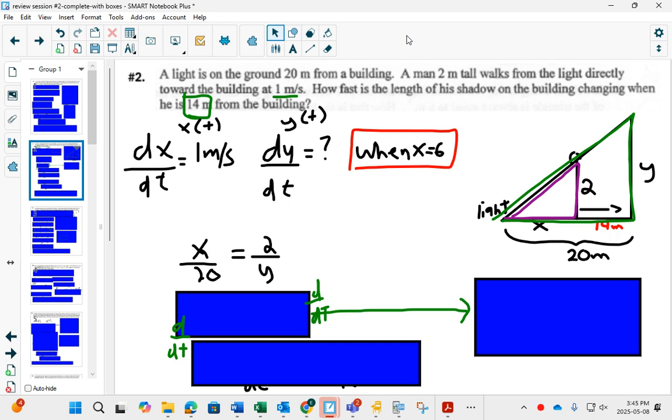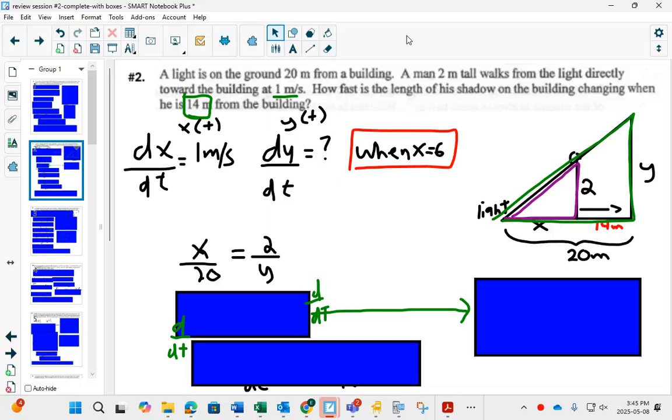the small length on the purple triangle compared to, sorry, I'll call it the base. Does that make sense? If I call the bottom there the base, the base on the purple triangle compared to the base on the green triangle has to be the same ratio, because they're similar triangles, as the height on the purple triangle compared to the height on the green triangle. That's one way we could set up our ratios.